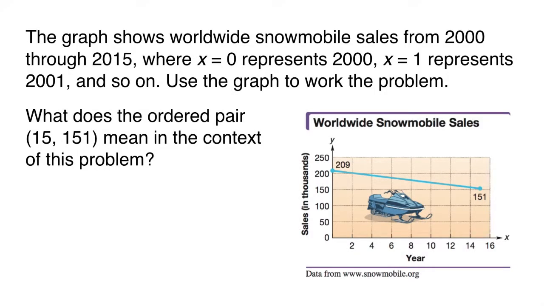The graph shows worldwide snowmobile sales from 2000 through 2015, where x equals 0 represents 2000, x equals 1 represents 2001, and so on. Use the graph to work the problem.